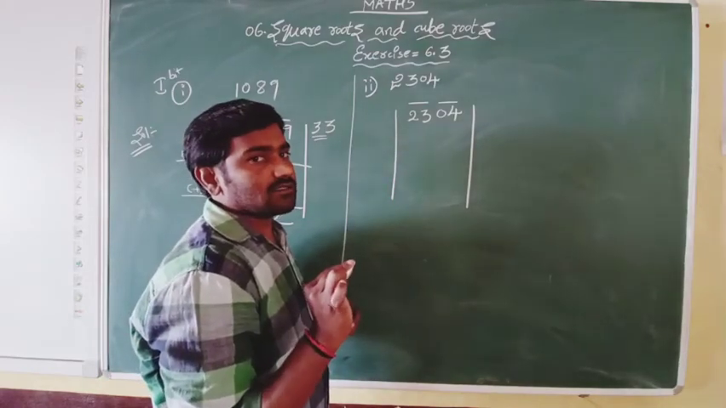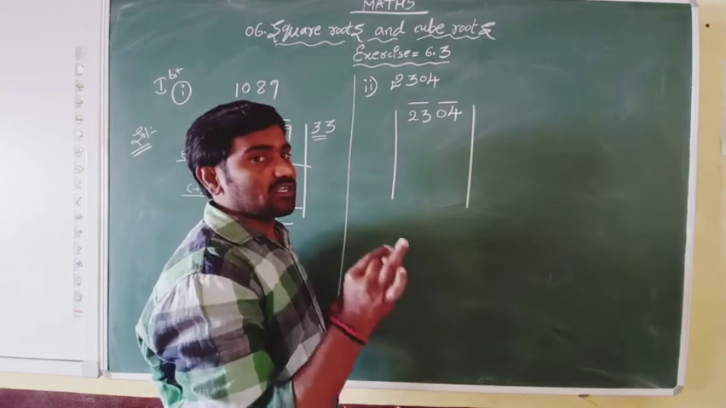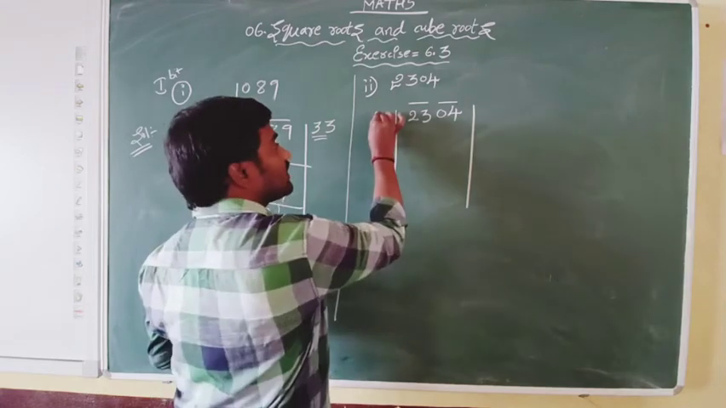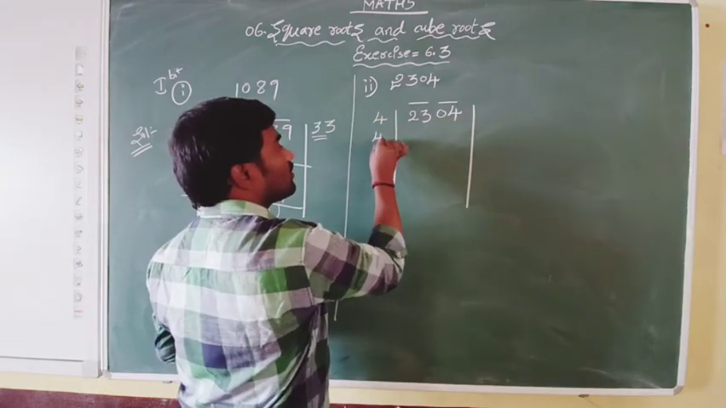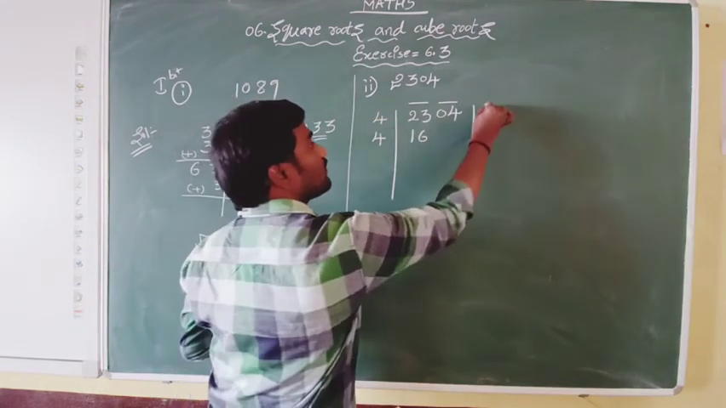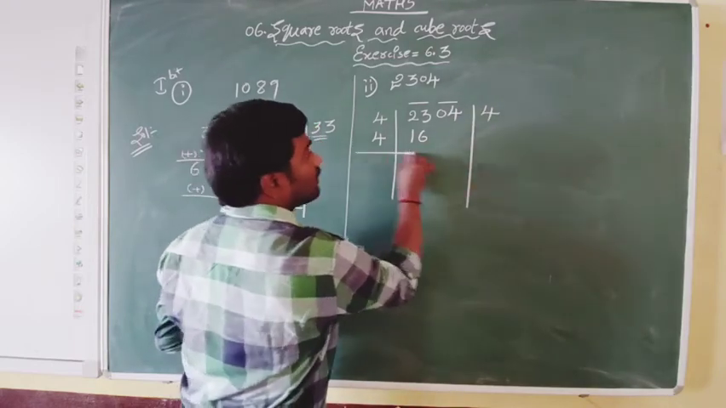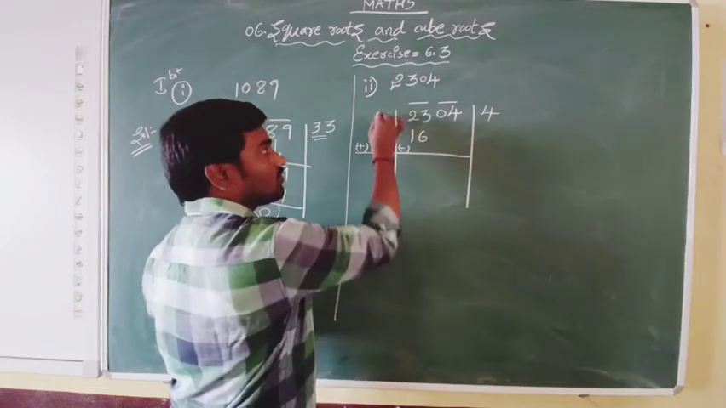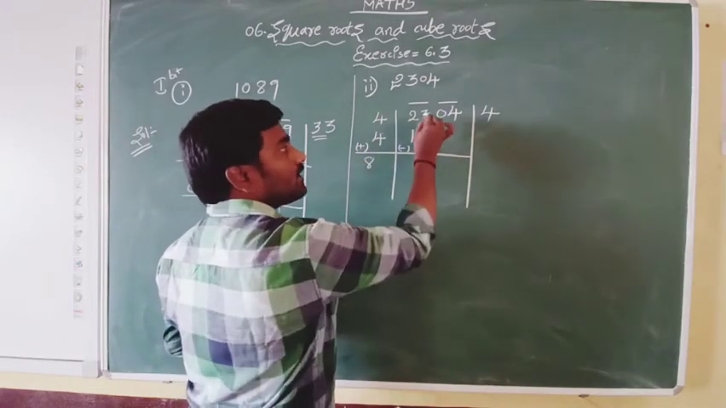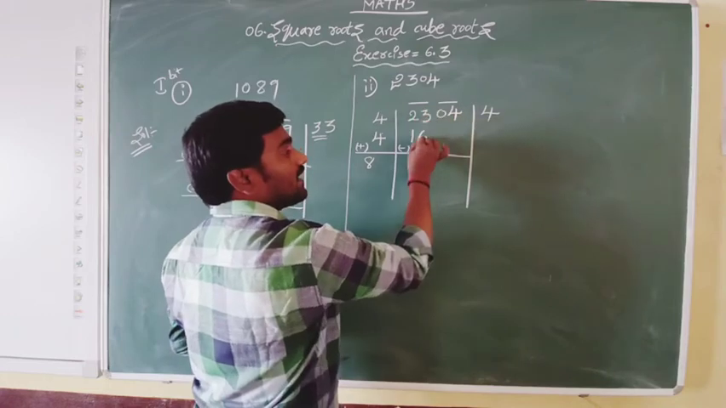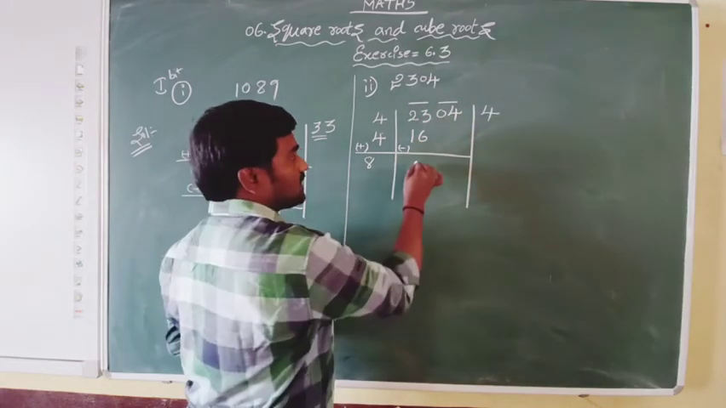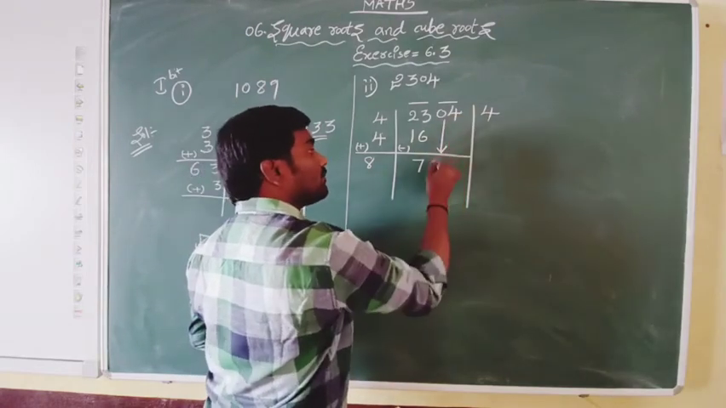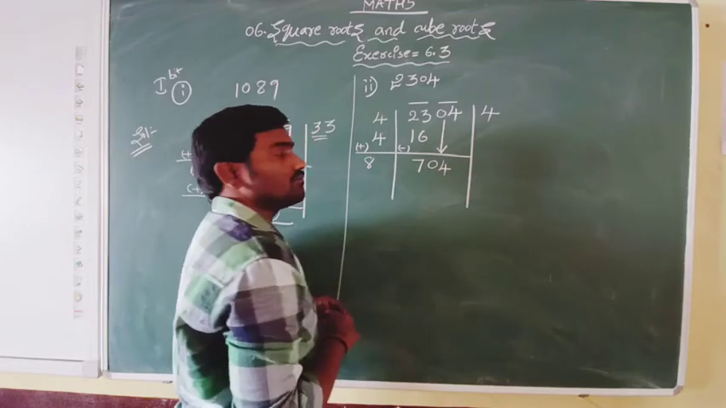23 is not a perfect square. Less than 23 there is one perfect square number, that is 16. 16 we get by 4 fours are 16. The same 4 you have to write here. This is our answer actually, remember. Now what we have to do? Here we need to add and here subtract. So 4 plus 4 is 8. Here 23 minus 16 is 7. We get 7 here. Now bring down one more complete pair, that is 04.